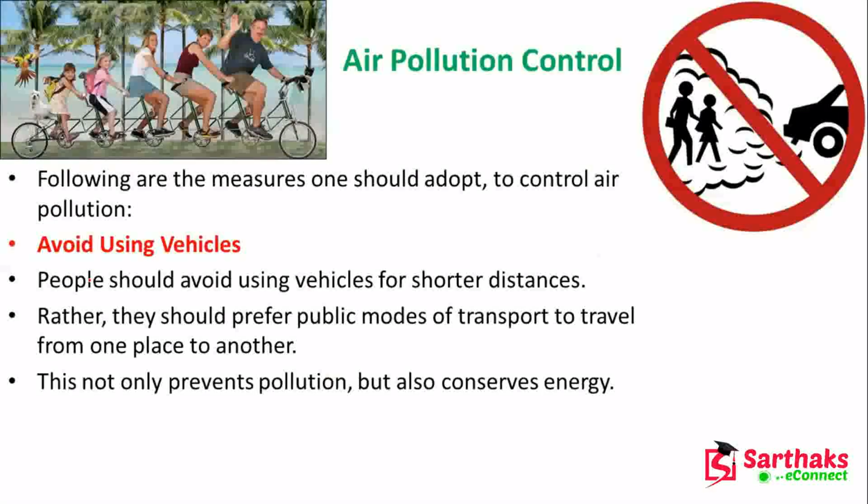Now the air pollution control. How can we control this? First thing, people should avoid using vehicles for shorter distances. Better you walk. If the distance is a little bit long, then better you use bicycles. And they should prefer public transport rather than their own vehicle, because each vehicle emits gases that are very harmful for the atmosphere.